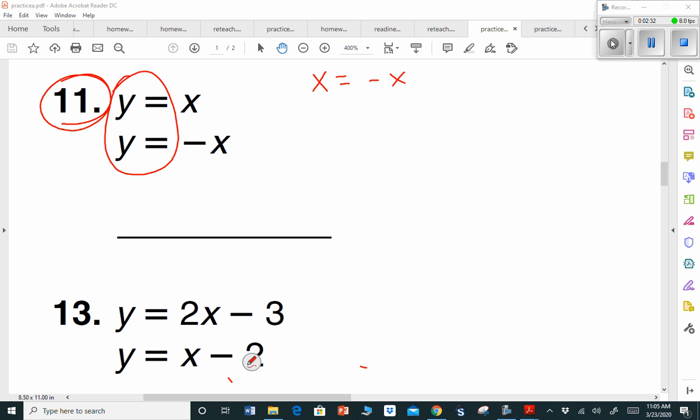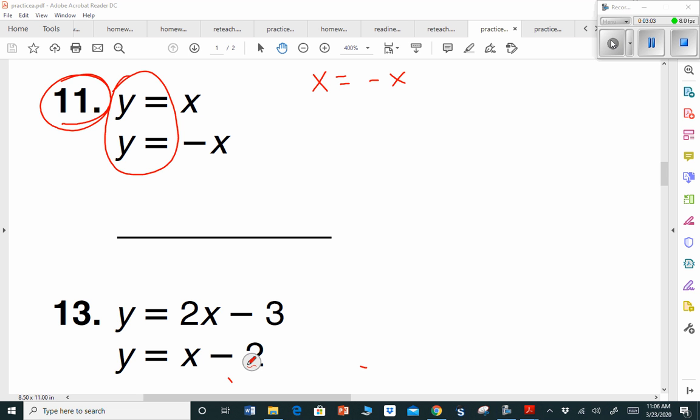X equals negative x, and you can't really do anything with that because x is already by itself, and it equals negative x. So can anything equal its opposite? Like, can 1 equal negative 1? Can 2 equal negative 2? Can 3 equal negative 3? The answer is just going to keep being no, but there is one thing that could be plugged in there. Do you know what it is?